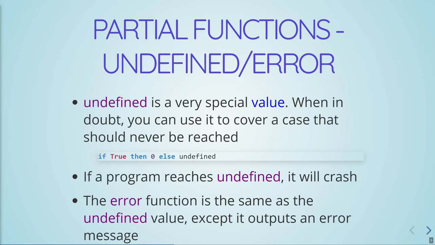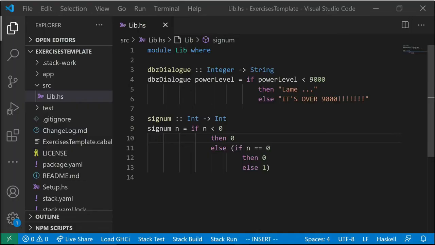Whenever it reaches undefined, the program will just crash. Now, undefined is actually available, so you could just write undefined in your code, but it's better to use the error function, which is the exact same thing as undefined. However, it outputs a specific error instead of just saying reached undefined. So as an example, let's say when power level is less than 9,000, instead of returning a string, we just write undefined. So we just let our program crash, okay?